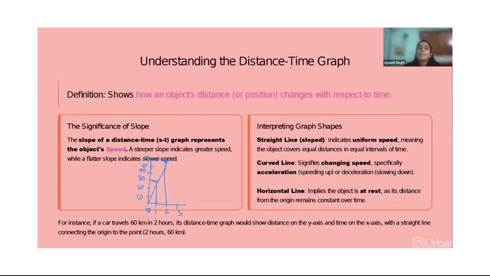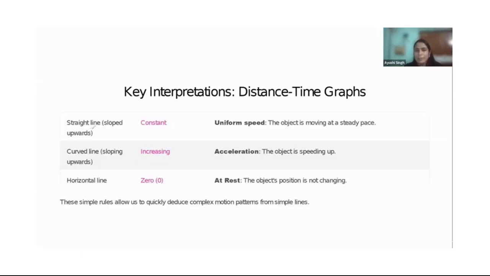Right. Okay, now distance time graph. So again, I have told this, I don't have to go in the depths of this. So straight line means constant uniform speed is there. Curved line means the speed is increasing, accelerating over the period of time. And horizontal line means it's 0. Okay, so it's at rest. It's not moving at all. The object is not moving.